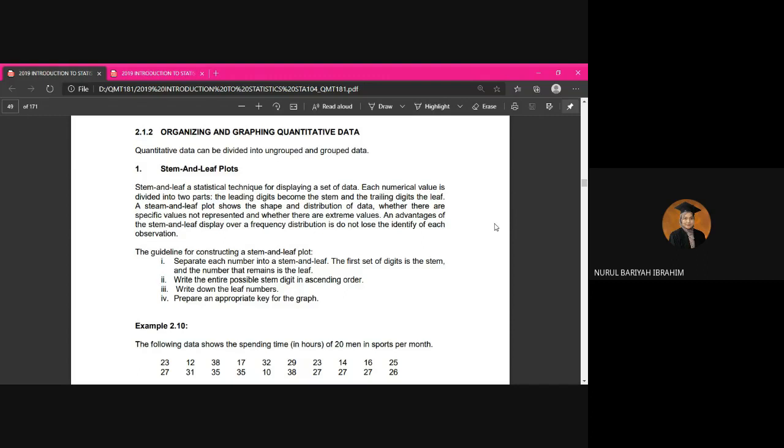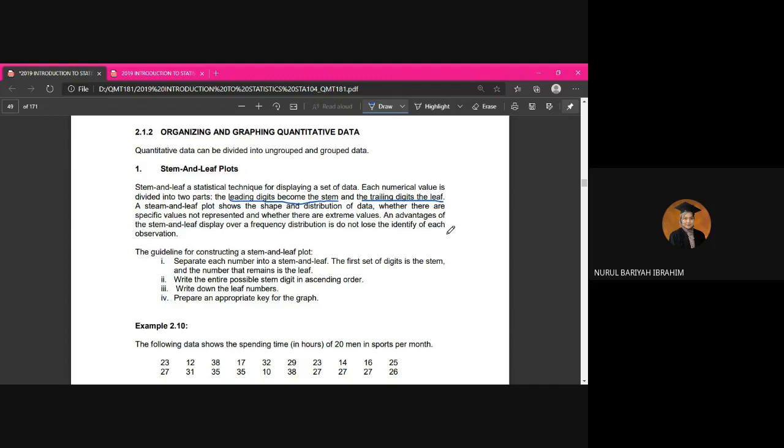Actually, two only: stem and leaf plot and the frequency. First, stem and leaf plot is a statistical technique for displaying a set of data. Each numerical value is divided into two parts. The leading digits become the stem, and the trailing digits become the leaf. Stem and leaf plot shows the shape and distribution of data.